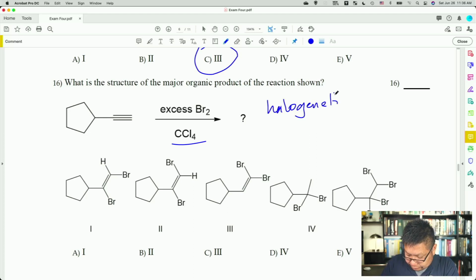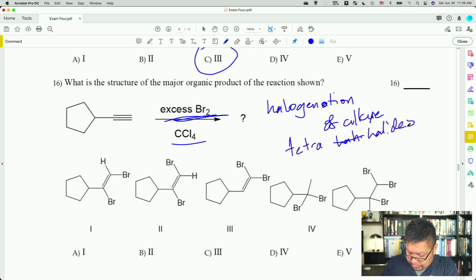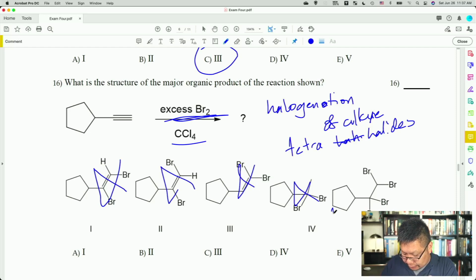Halogenation of an alkyne. Okay, and when you have excess Br, you get what we call tetrahalides produced. That's what's produced. That's only a dihalide. That's only a dihalide. The only tetrahalide we have here is structure 5, or V.